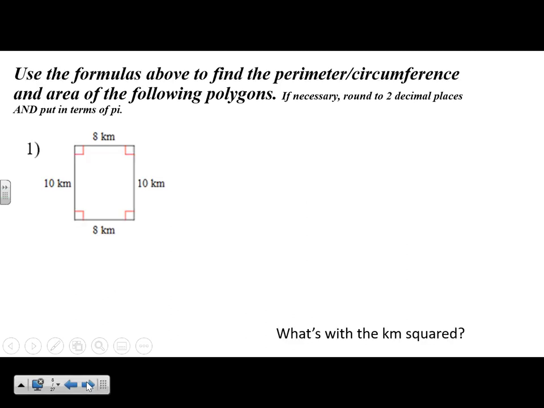So use the formula to find the perimeter or the circumference. If necessary, round to 2 decimal places and put it in terms of pi. So in terms of pi, something a little bit new. We'll get to that once we get to the circle. So this first one's a rectangle. So for the perimeter, it's 2 times the base plus 2 times the height. But again, if I were you, I would just add these together. So that's what I'm going to do instead.